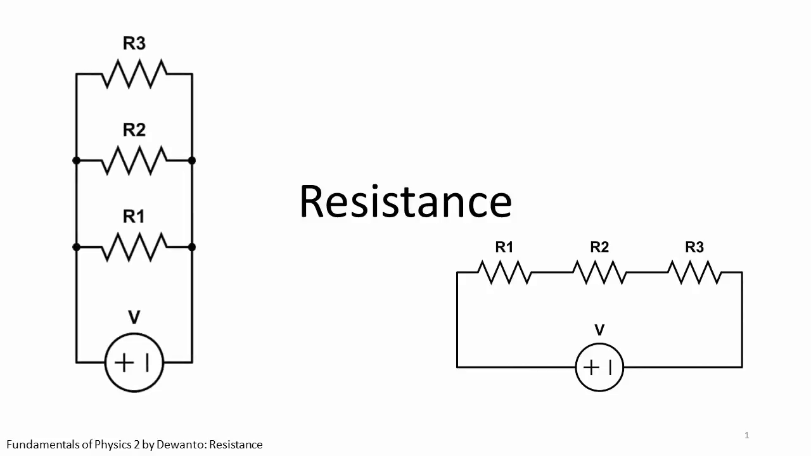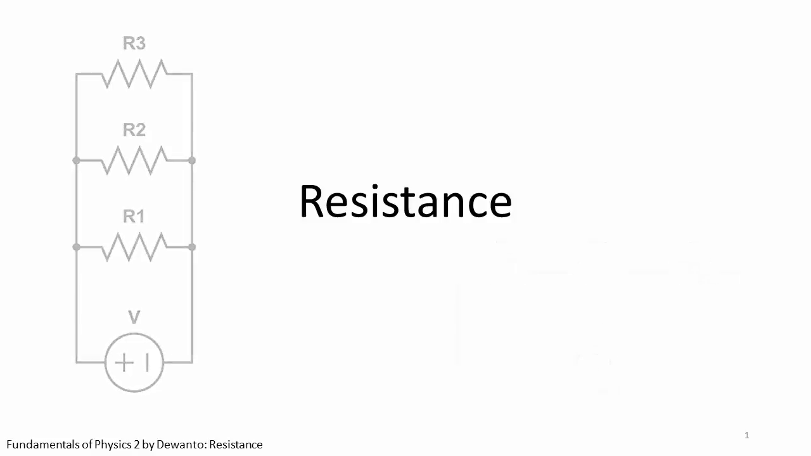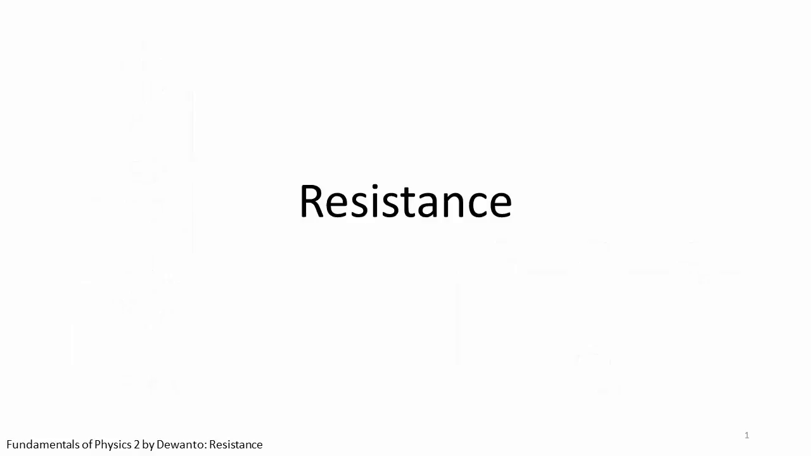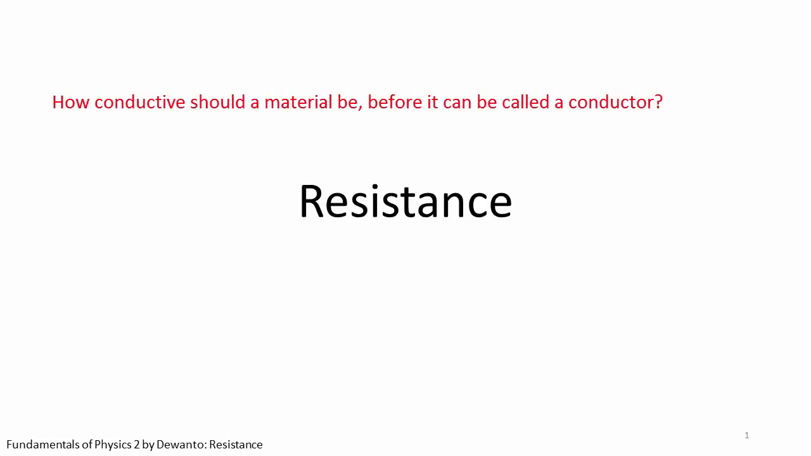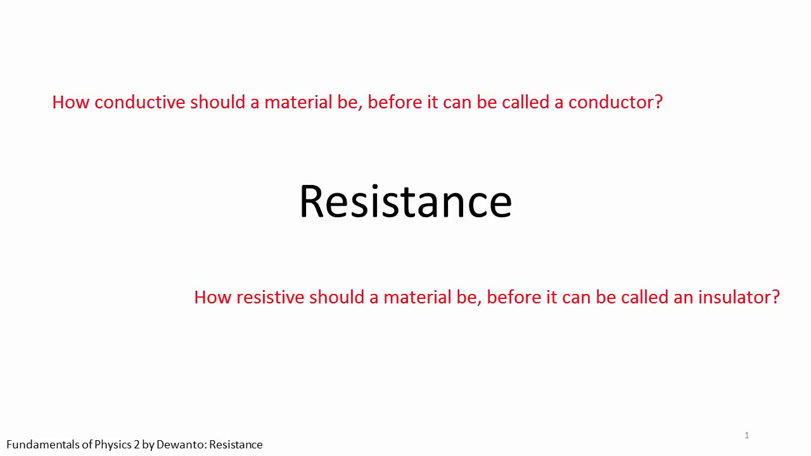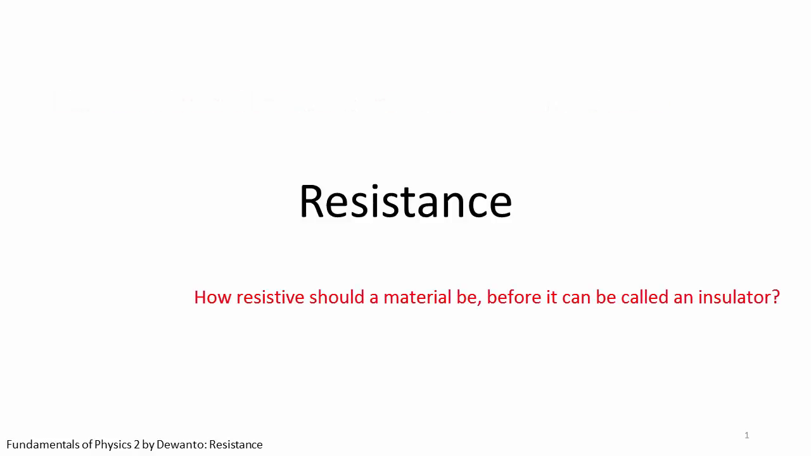A piece of physical wire in reality carries resistance, regardless whether the wire is made of conducting or insulating material. Of course, if it is made of conducting material, it is able to conduct electricity better than if it is made of insulating material, meaning that a conductor has less resistance than an insulator. But that makes the whole definition of conductor versus insulator a little subjective, isn't it? How conductive should a material be before it can be called a conductor? Or how resistive should a material be before it can be called an insulator?